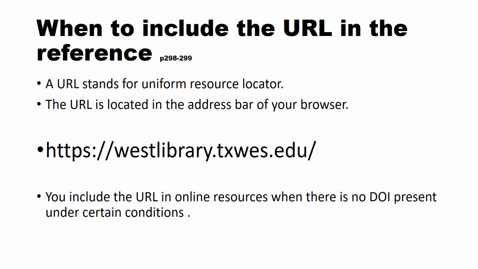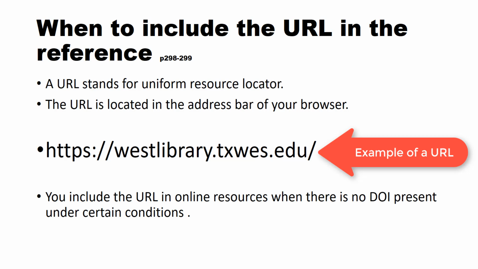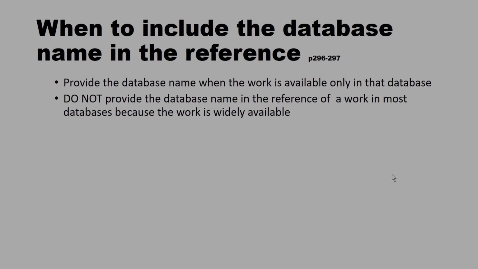A URL stands for Uniform Resource Locator. The URL is located in the address bar of your browser, and it can be thought of as an address or location of the page on the internet. And on this page there is an example of the West Library URL.